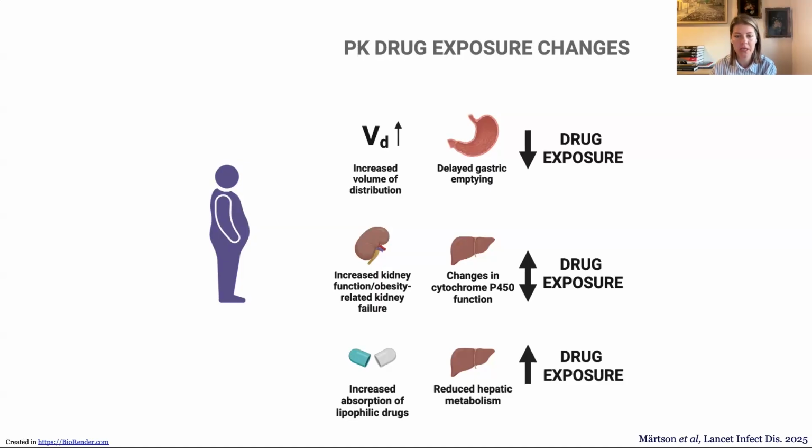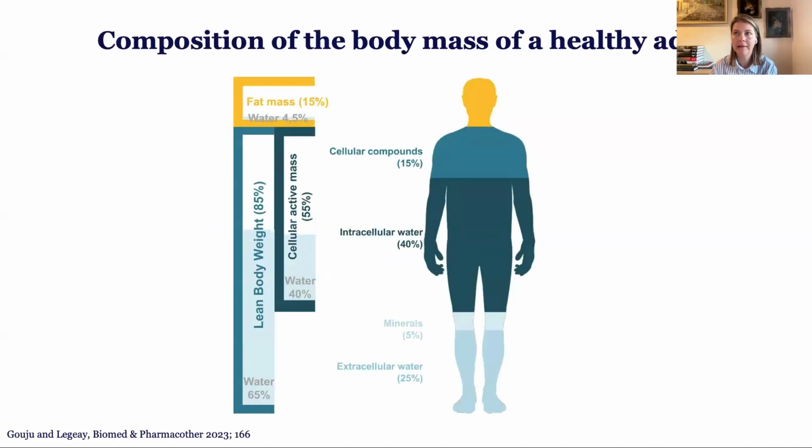So if we look at the composition of the body mass of a healthy adult, you can see that around 85% of the body mass is lean body weight. So meaning that is cellular compounds and water and minerals, and 15% of the body mass is fat mass.